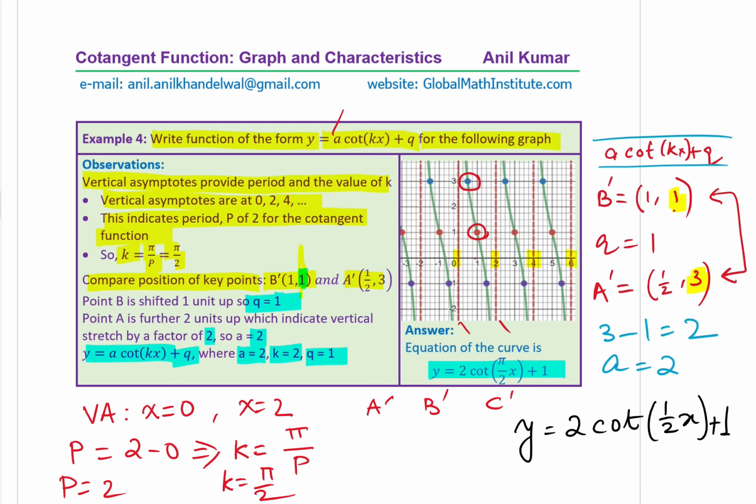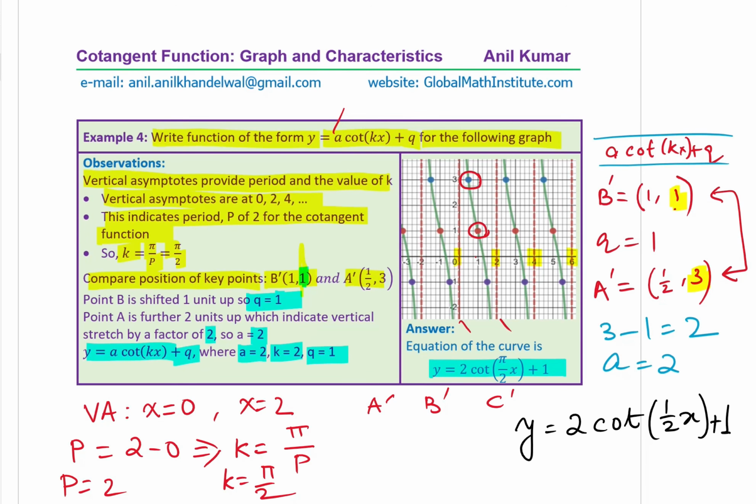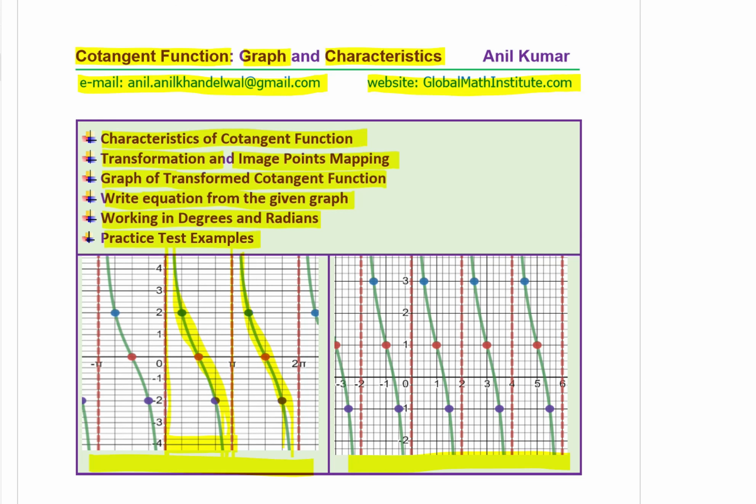I hope all the concepts are absolutely clear. But I'd like you to see this video along with the video which we have on tangent functions. So that will give you a clear idea of how we should work with tangent and cotangent functions. They go hand in hand. Perfect. So I hope it makes sense.